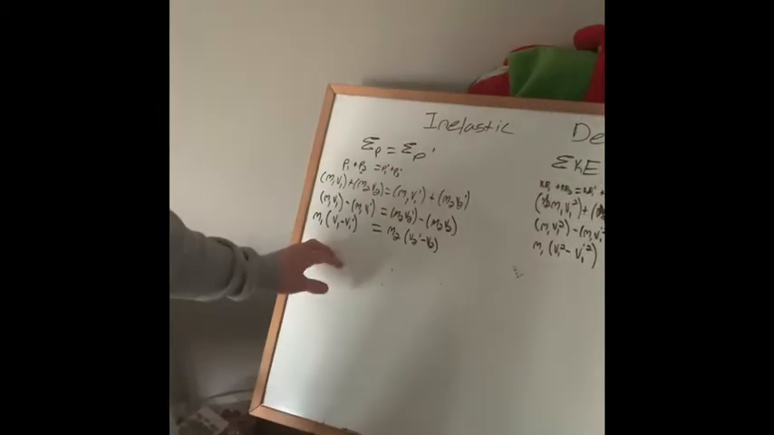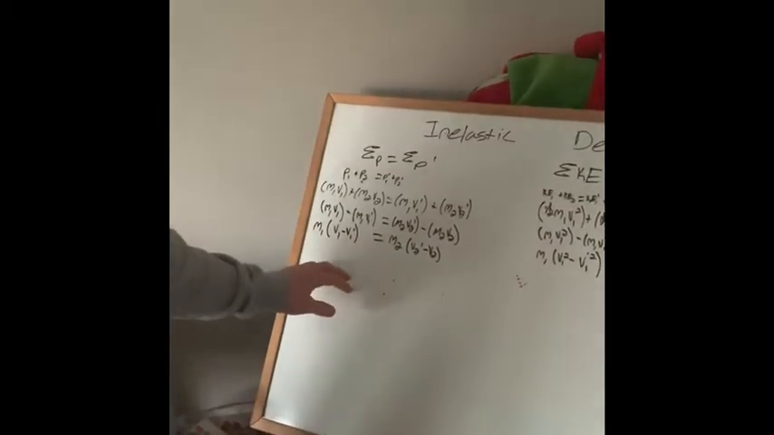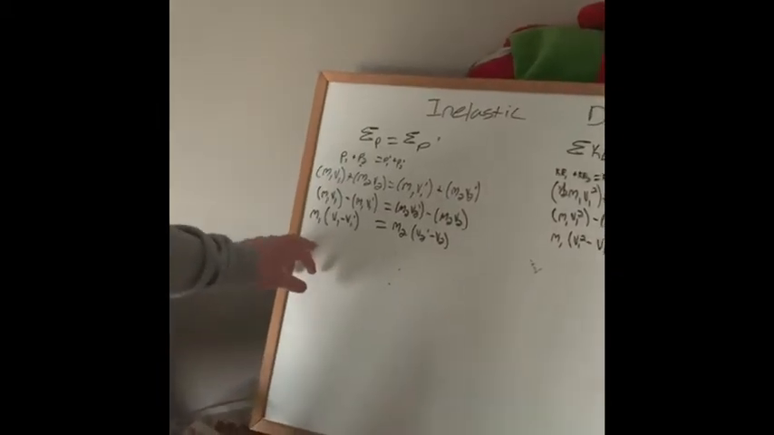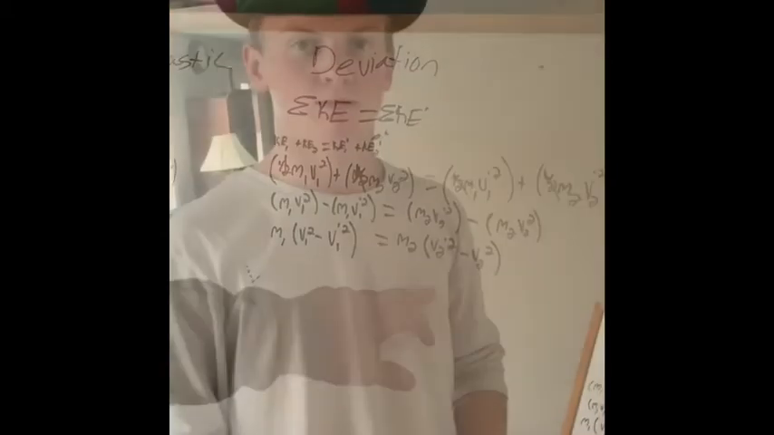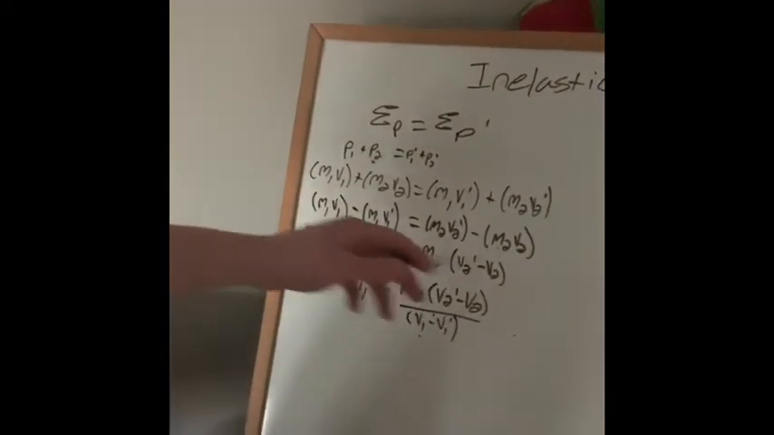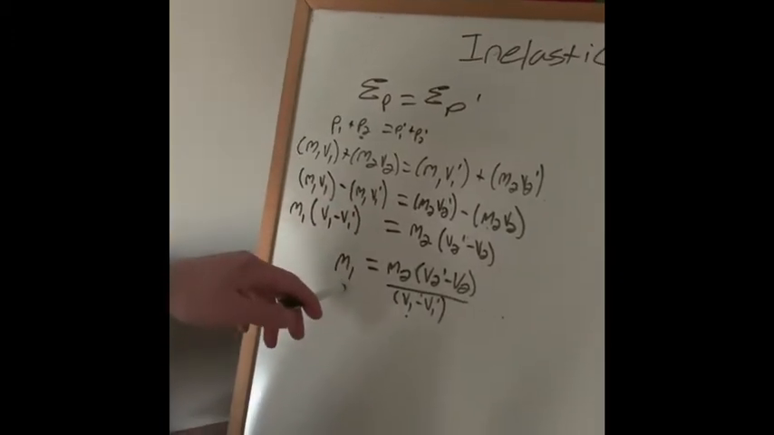After putting the like terms on both sides of the equation for the momentum, you can factor on this side m1 and this side m2. For the kinetic equation, you can factor out the same as the first, m1 and m2. By dividing v1 and v1 prime from both sides, you can then find the value of m1.